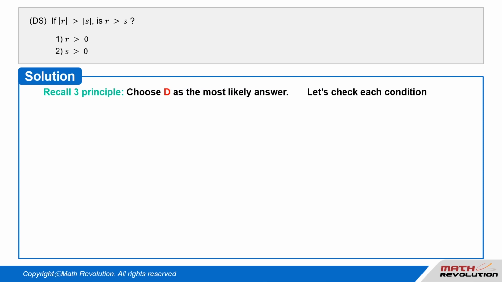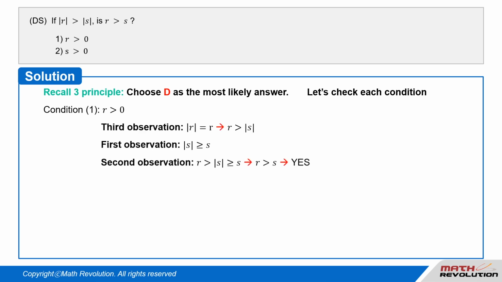Let's check each condition. Condition 1 tells us that R is greater than 0. By the third observation, we get absolute value of R equals R, or R is greater than absolute value of S. And so, we get absolute value of S is greater than or equal to S by the first observation. By the second observation, from R is greater than absolute value of S is greater than or equal to S, we get R is greater than S and yes as the answer.